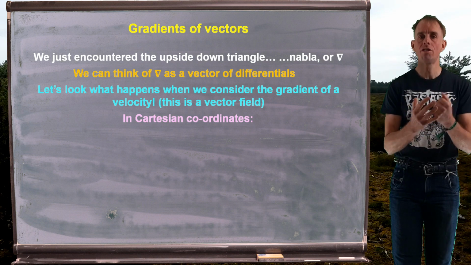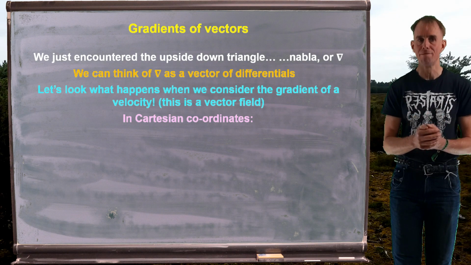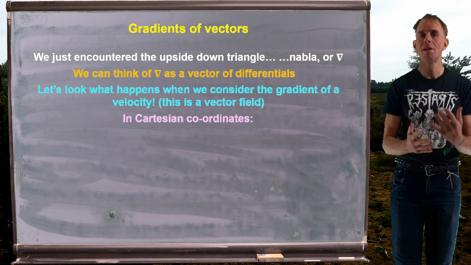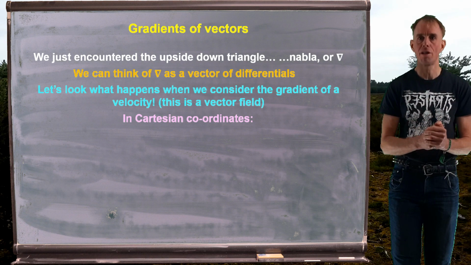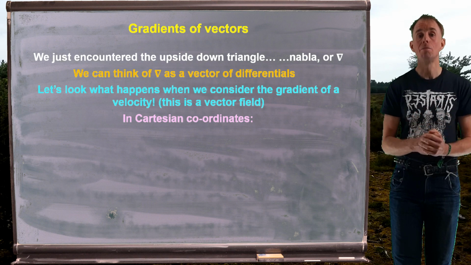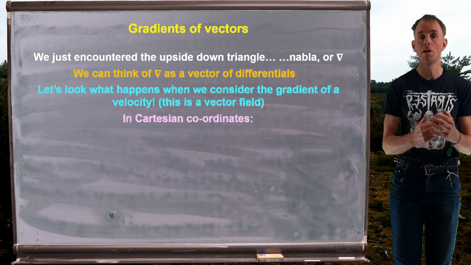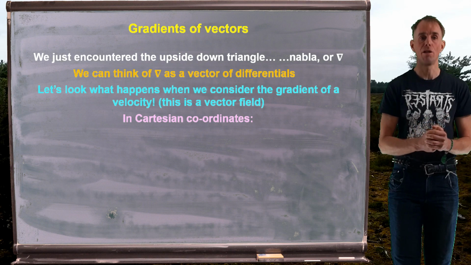Let's say what we're interested in is the rate of change with respect to distance of velocity. I'm going to restrict my example to Cartesian coordinates because they're far more straightforward to evaluate. In your notes, I've also put some examples of how we can write all these derivatives in cylindrical polar coordinates and in spherical polar coordinates.